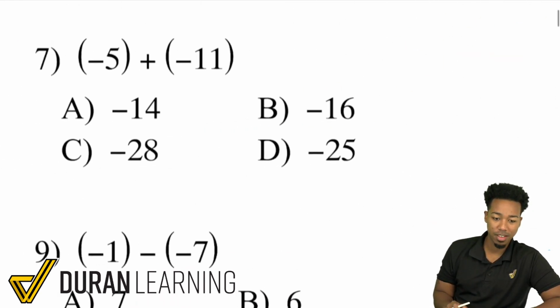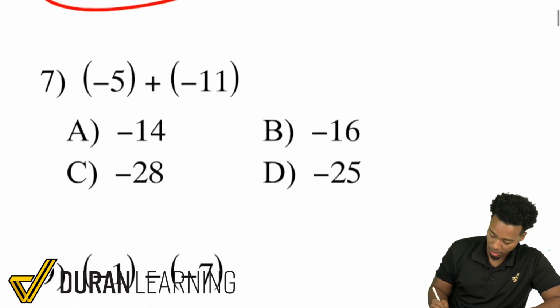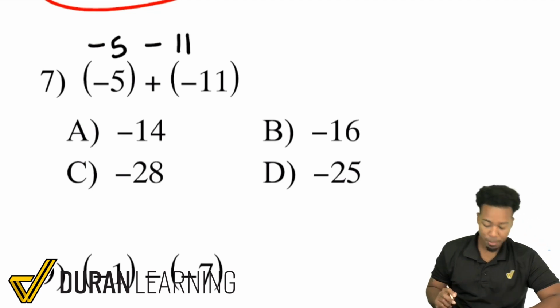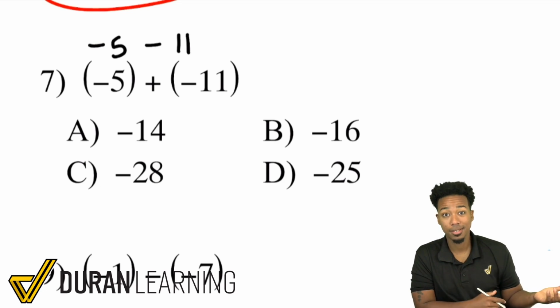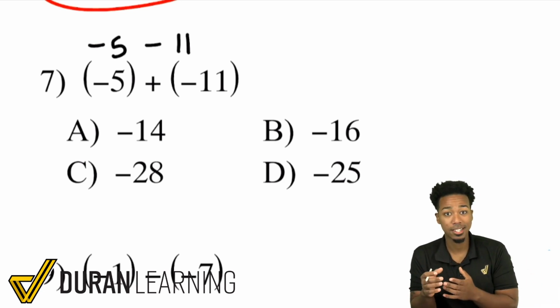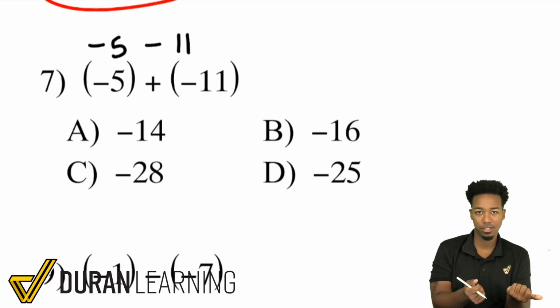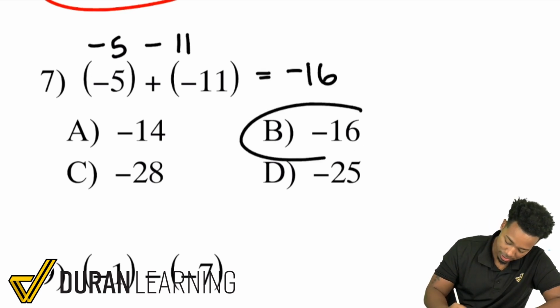Next up, number 7. We have negative 5 plus negative 11. So again, the other way to look at this is negative 5 minus 11. But either way, what you're looking at is a negative number that's getting more negative. So you're just going to add the 5 and the 11 together and make it 16, and you're going to keep it negative because they're both going in the negative direction, and so that's negative 16.